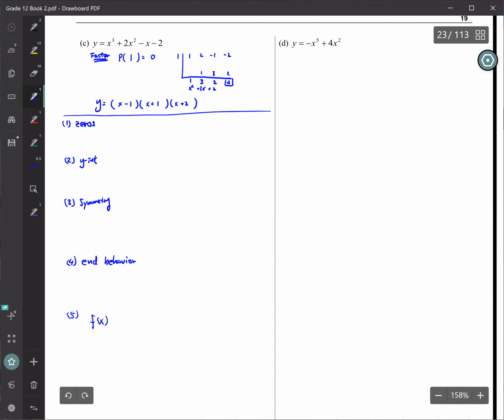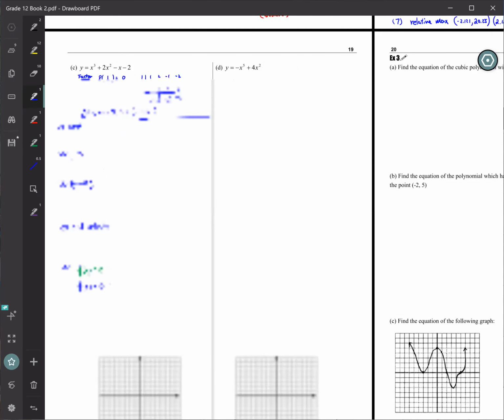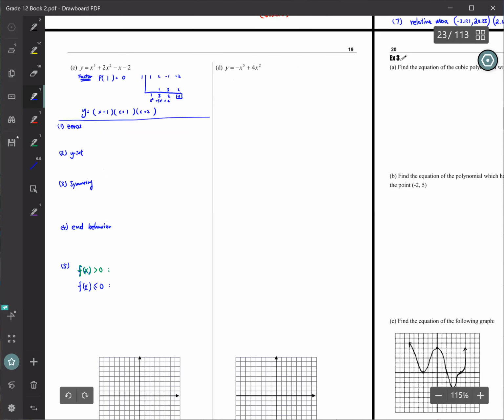I'm going to use a different color again. So greater than or equal to 0, and also less than or equal to 0. After that, we have 6, domain and range. Number 7, relative max, min.